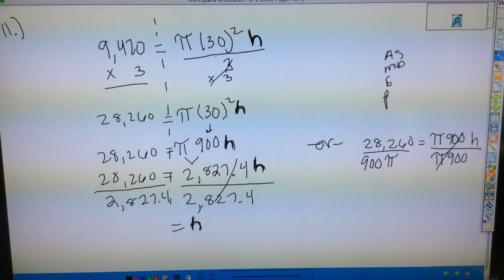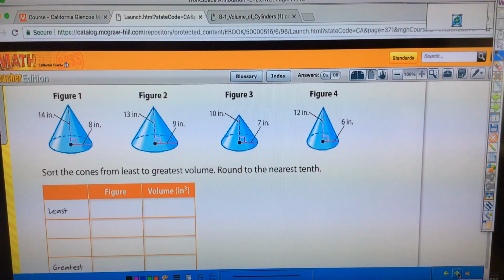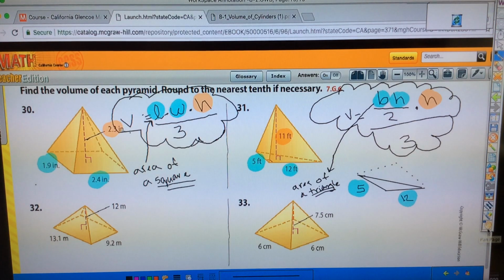Spiral review, I do want to just show you one thing quickly. So this is review from 7th grade. These are find the volume of each pyramid. So here's the deal. I want you to notice something. 30, 32, and 33 all have rectangular bases. So the formula should be pretty intuitive. You're going to find the area of the base, length times width. You're going to multiply by the height.